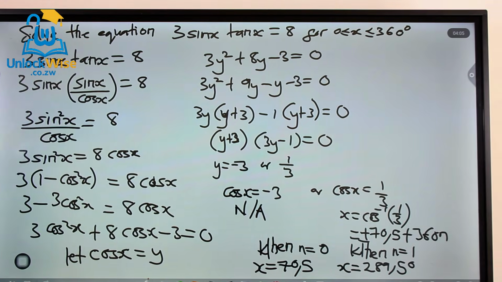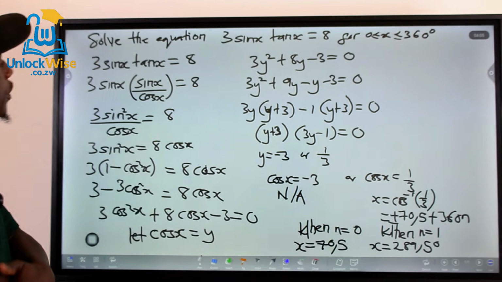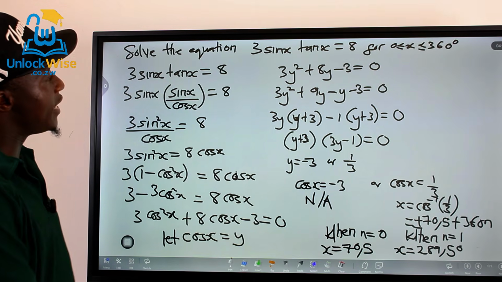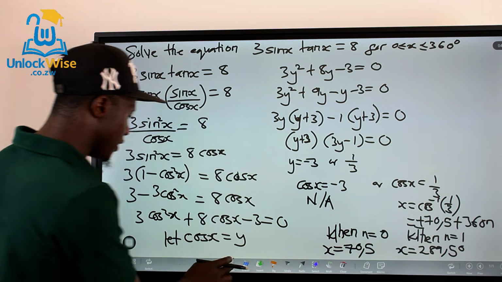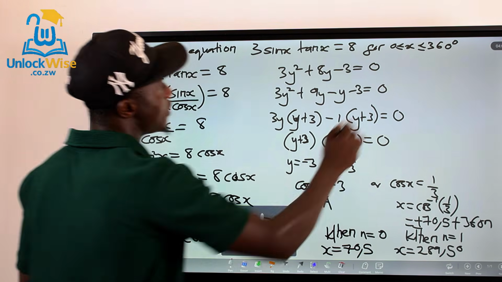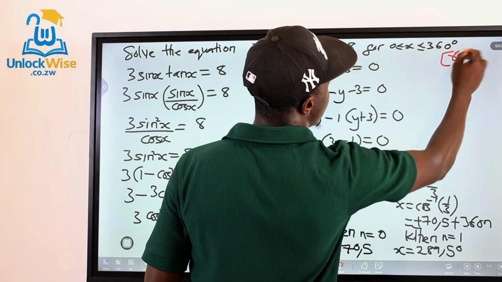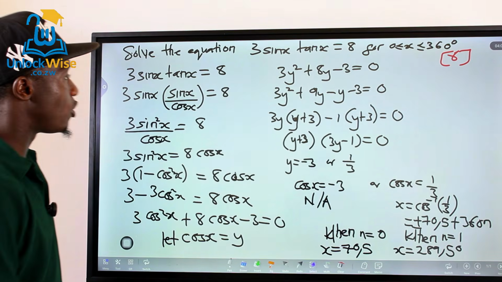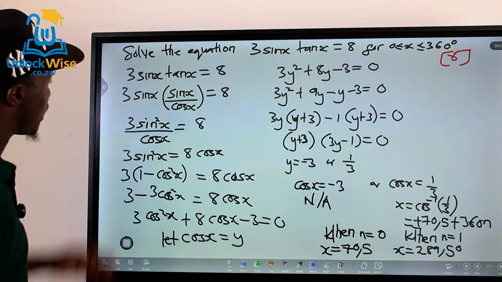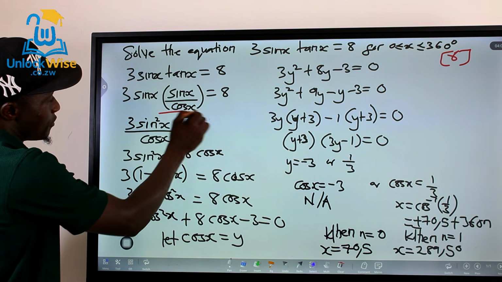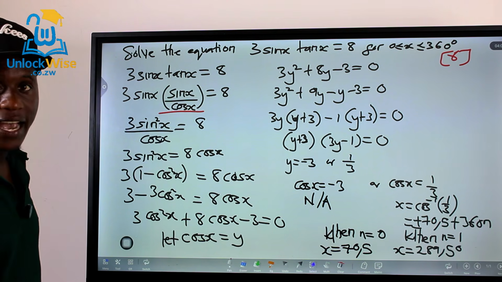So that's all for the question of solve the equation 3 sine x tan x equals 8. By the way, this question can even hold 6 marks when it is in the examination. So the first thing you need to understand with this question is whereby you change the tan x, the identity for tan x.